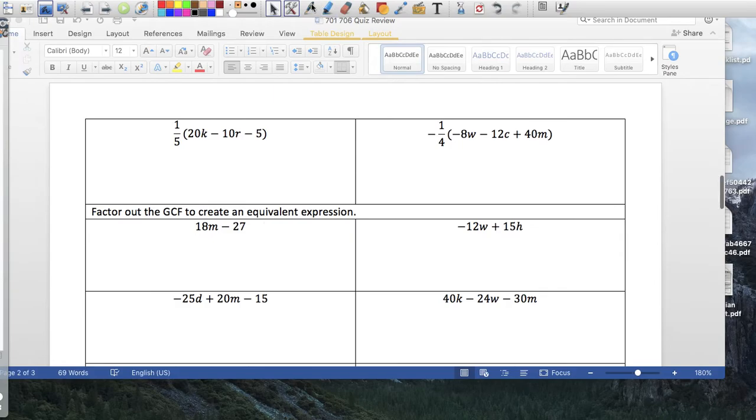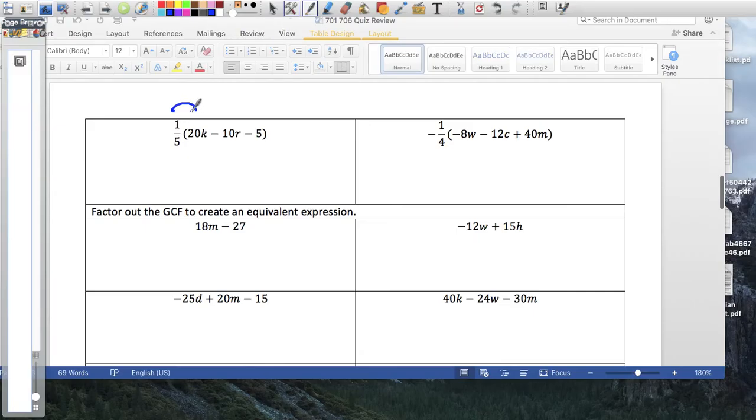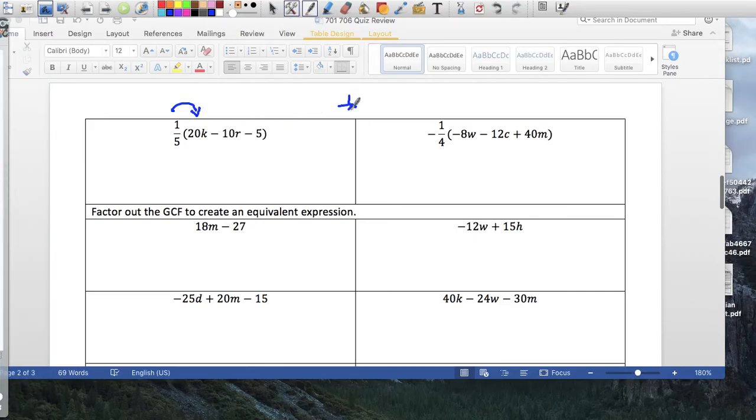Same thing here, but this one's a fraction. So it's 1/5 times 20k. If you take 1/5 and multiply it by 20, you can simplify before you multiply: 5 divided by 5 is 1, and 20 divided by 5 is 4. So you're left with 4 over 1. 1 times 4 is 4, over 1 is just 4. So 1/5 times 20 is 4k.